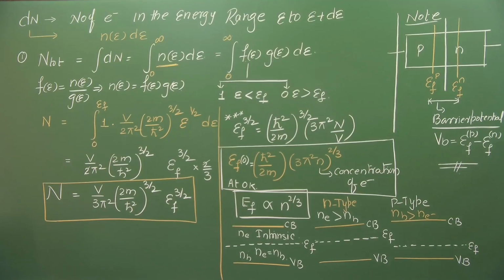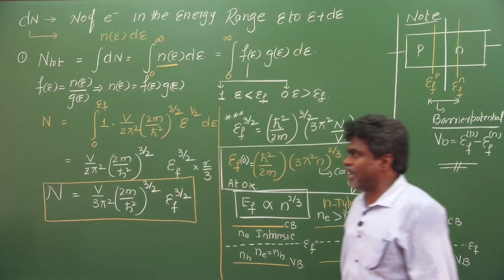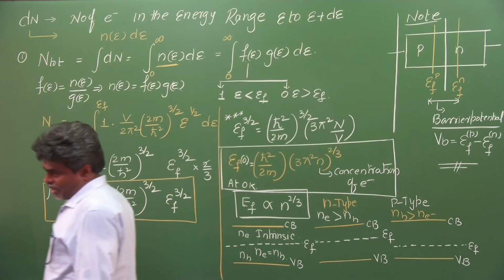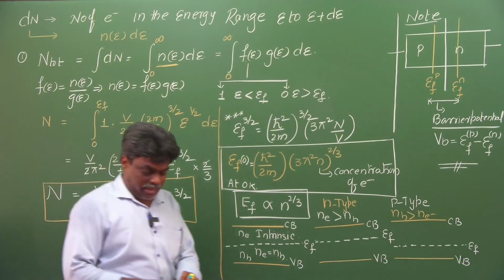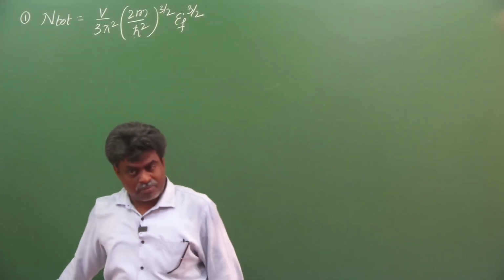So first we got the total number of particles: V by 3 pi square, 2m by h cross square whole power 3 by 2, into EF power 3 by 2. That is the total number we got. And after that we got the Fermi energy. What is the Fermi energy? EF equals h cross square by 2m, 3 pi square n whole power 2 by 3. 2 by 3, don't forget. That was a previous CSIR question.